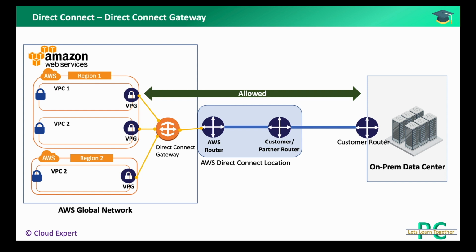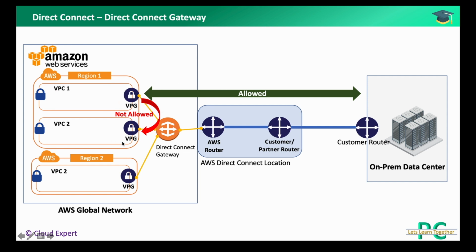Now in terms of traffic flow, any traffic between your VPC or between your region to the data center is allowed. So you can understand, using the Direct Connect gateway, any traffic from VPC 1 in a region to VPC 2 will flow to the on-premise data center and vice versa. That means any traffic from the on-prem data center will be able to reach these VPCs. But there will be no connectivity between VPCs in the same region or in different regions. That means there will be no connectivity between the VPCs.